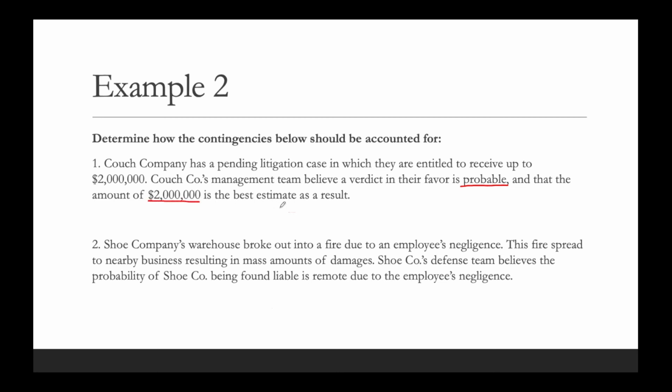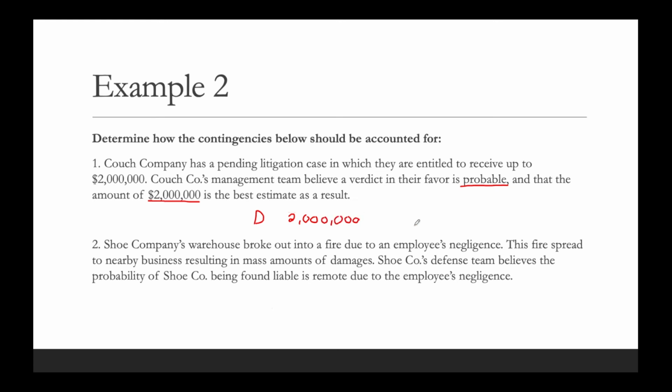Again, from the previous slide, we know that a gain contingency that is probable, we're going to provide a disclosure only, and we can provide this disclosure in the amount of $2 million, which again is just management's best estimate of the gain contingency itself.